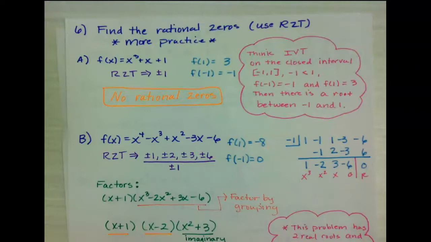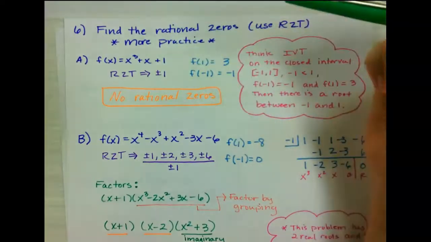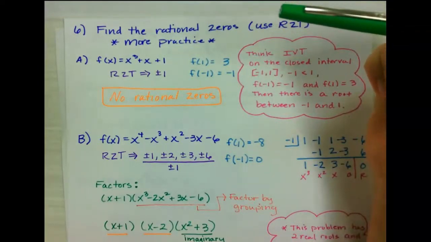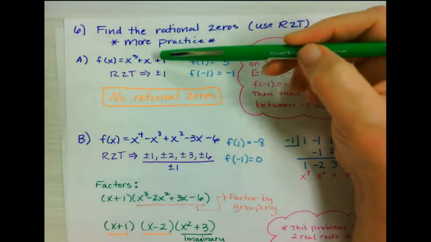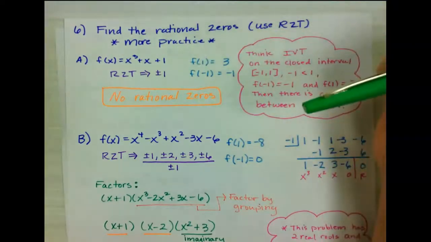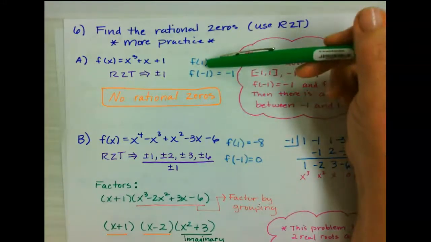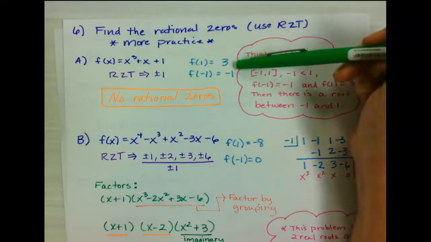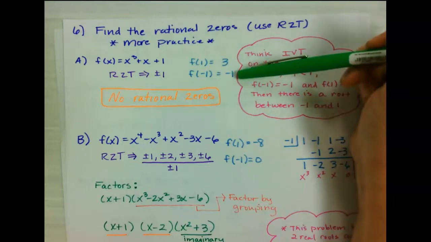Question 6 is just a little bit more practice using the RZT test. And so question A gave me this, and it wants us to find the rational zeros. Okay, so I know that the constant term is 1, the leading coefficient is 1, so really all of my answers in my RZT test are just plus or minus 1, so that's pretty easy to check. So if I do f of 1, I get 3 when I plug it in. When I do f of -1, I get -1 when I plug it in.